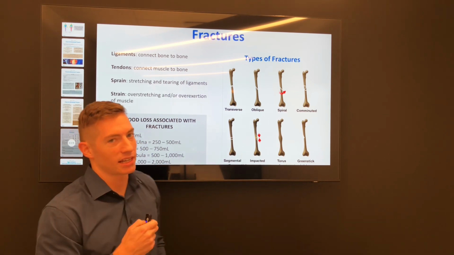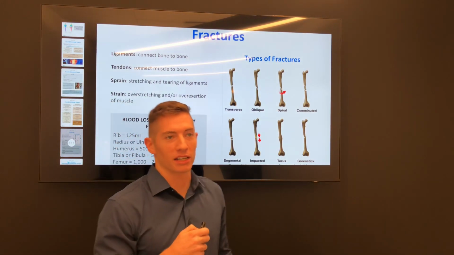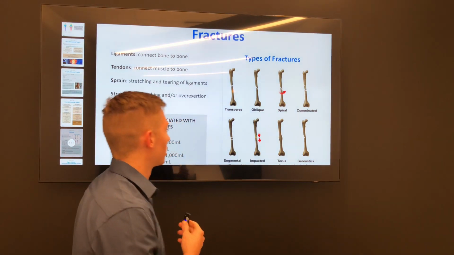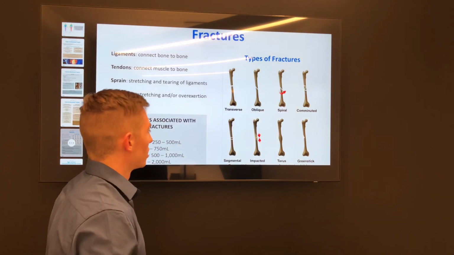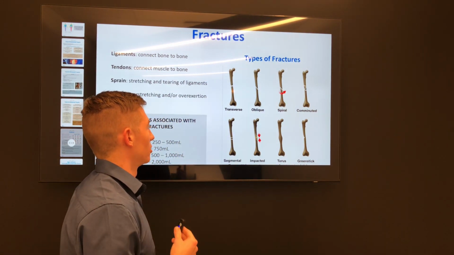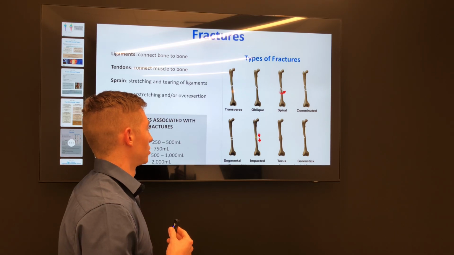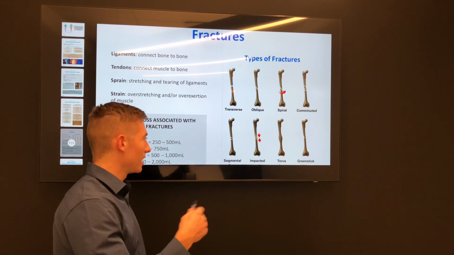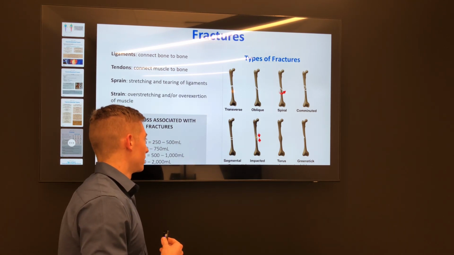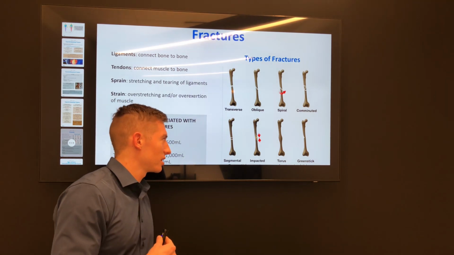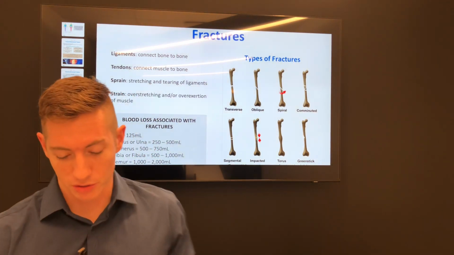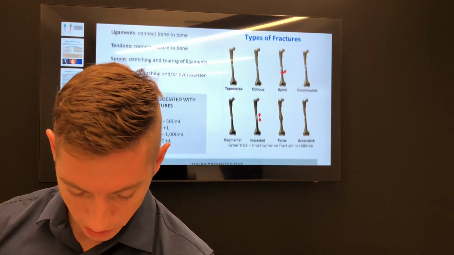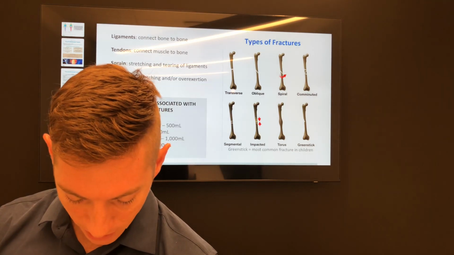Impacted, so let's say that it is shoved into itself if you fell from 3 stories. Impacted. Torus, really don't even know if that's just hereditary, inherited, or if it's been smushed. Greenstick, typically what's going to happen, mostly with children, because they're pliable bones. Greenstick, yep. I don't know what torus is.